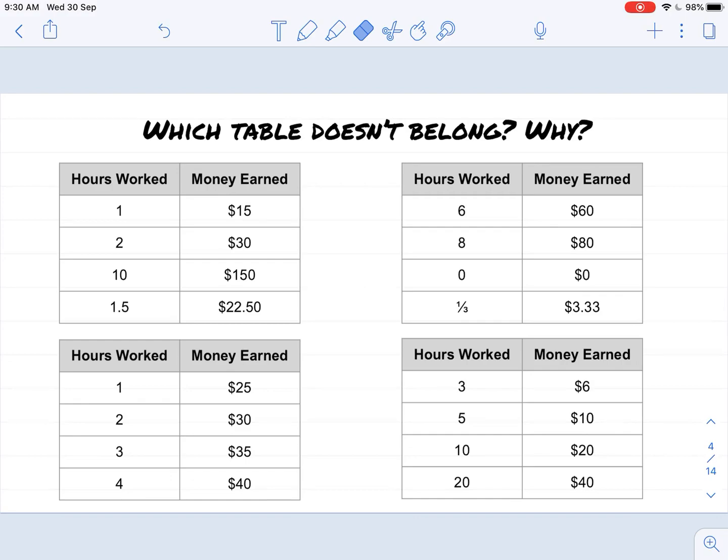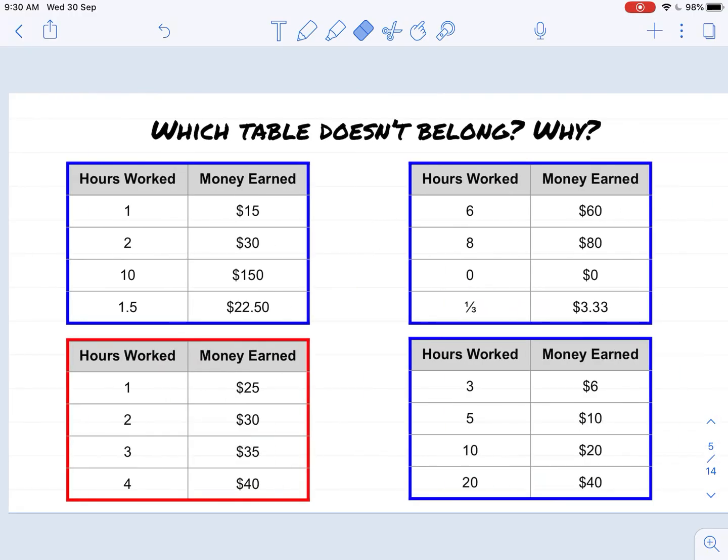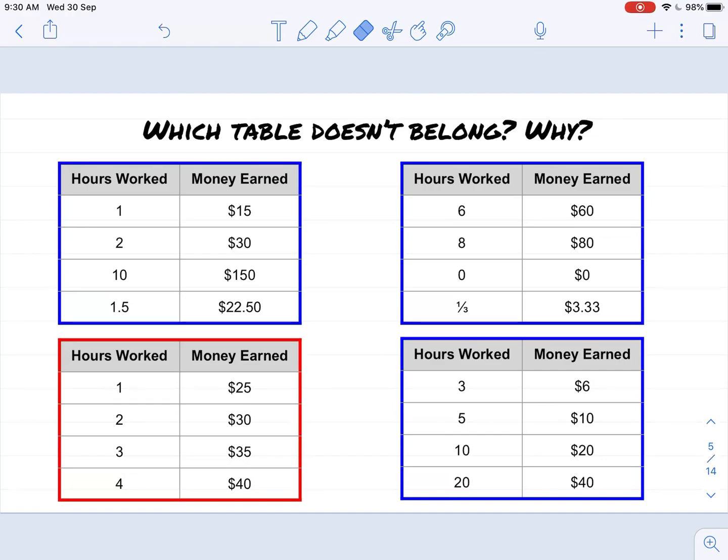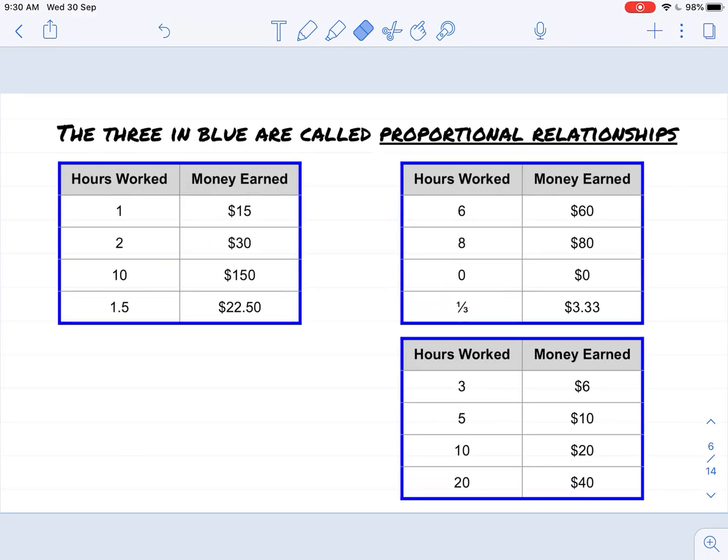Okay, so now again, there's no right or wrong answer for this, but when I went through and did it, I did choose one that I felt didn't fit. And the one that I chose was that third one, the one that's highlighted in red. Now, the reason I chose that, because it relates to what we're going to be learning about in this entire unit, is all three of those that are in blue are called a proportional relationship. And that's really what this unit is all about. It's all about proportional relationships.